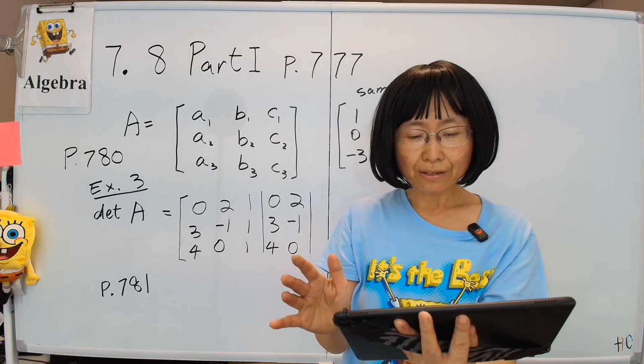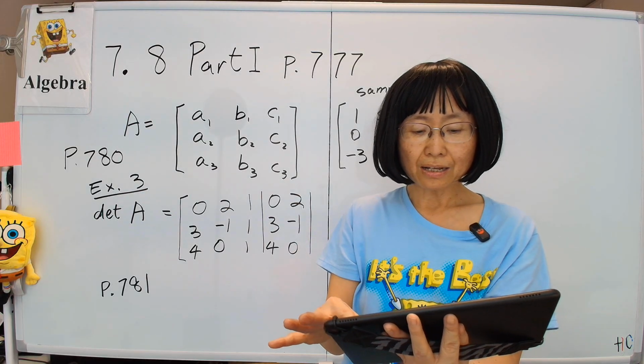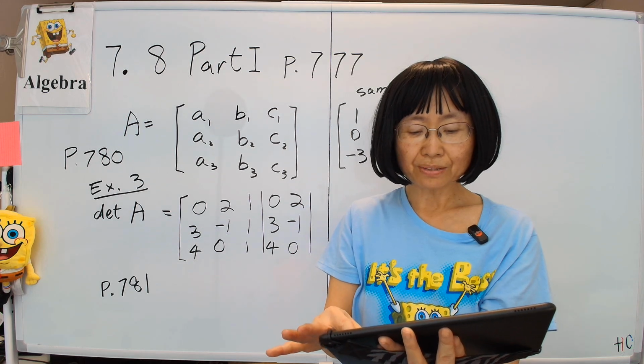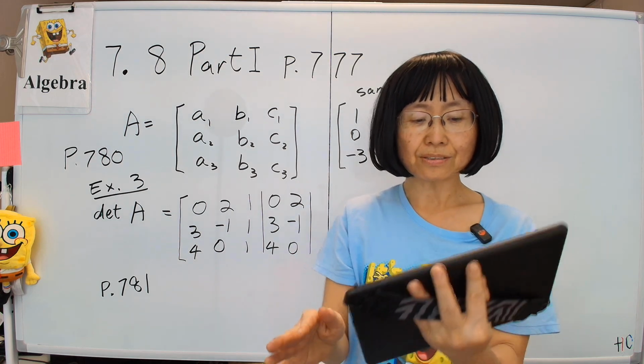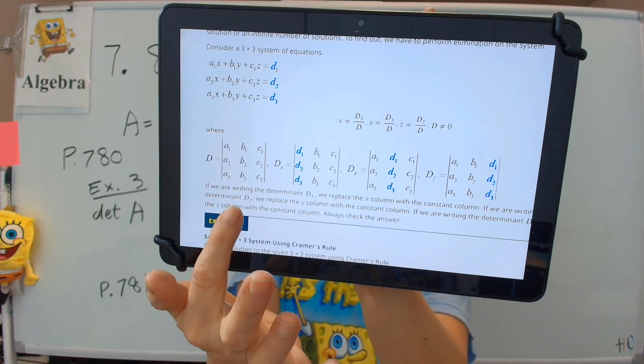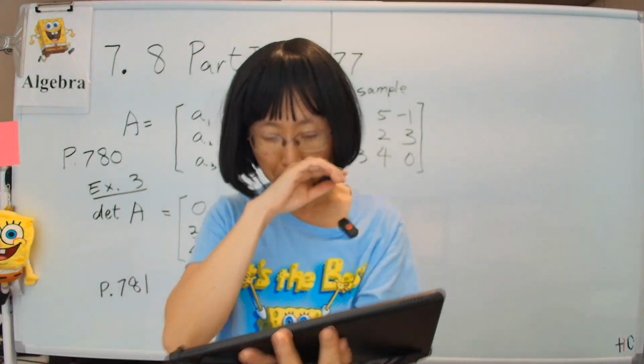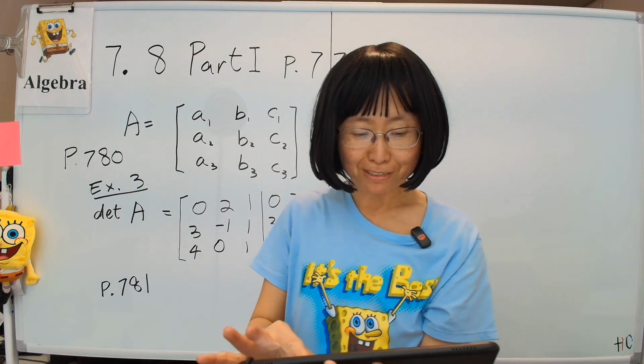In other words, anytime you want to solve a 3 by 3 system using Cramer's rule, you just have to calculate these 4 determinants. And once you have done that, then you are good to go. Okay, so I suppose that's what we're about to do.